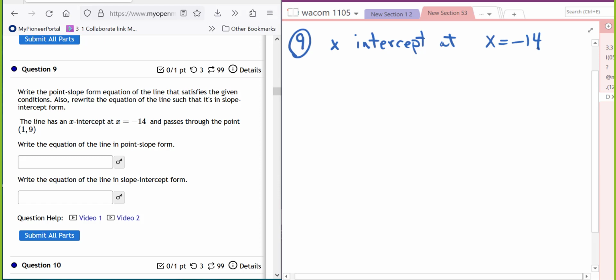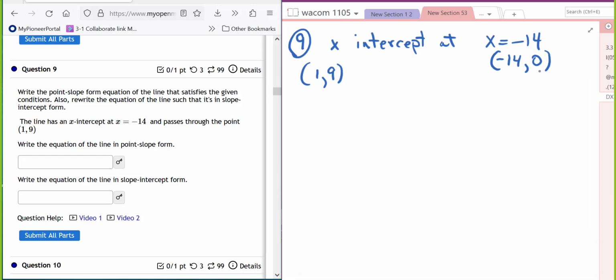And it goes through (1, 9). What you have to know that's not said here is you want a point out of this. And remember, for x-intercept, the y is 0. So this is actually (-14, 0). Always the opposite one is 0 on an intercept. And then you have the information that you need.